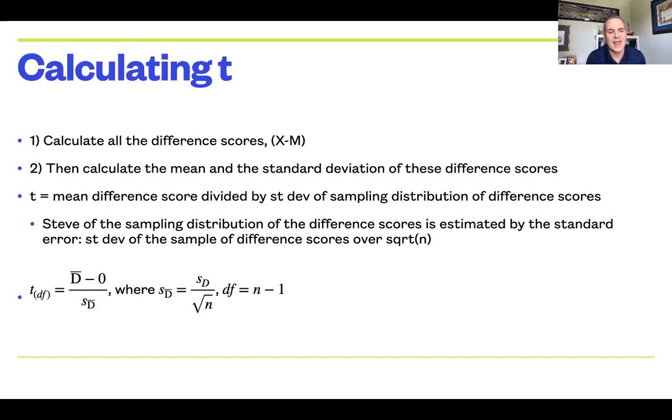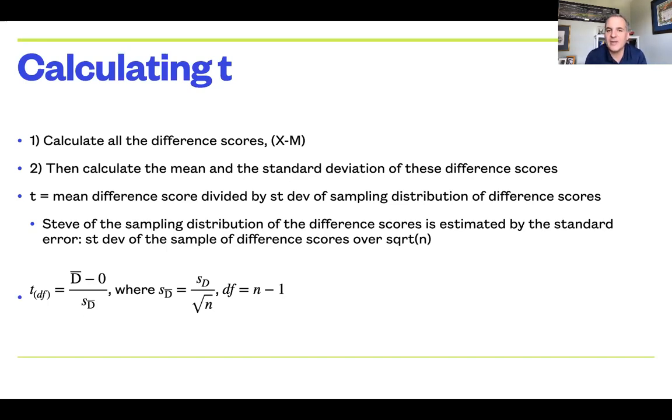What we can look at then, that formula that you see there, is that average D, right? So that D with the bar over it is the average difference score, the mean difference score, minus 0, so we don't need to worry about that too much, divided by the standard deviation of the sampling distribution of the difference scores, which is given to us by the standard deviation of the differences divided by the square root of n, just as we did before. And that provides us our margin of difference, right? That's our standard error, the standard error of the difference scores.